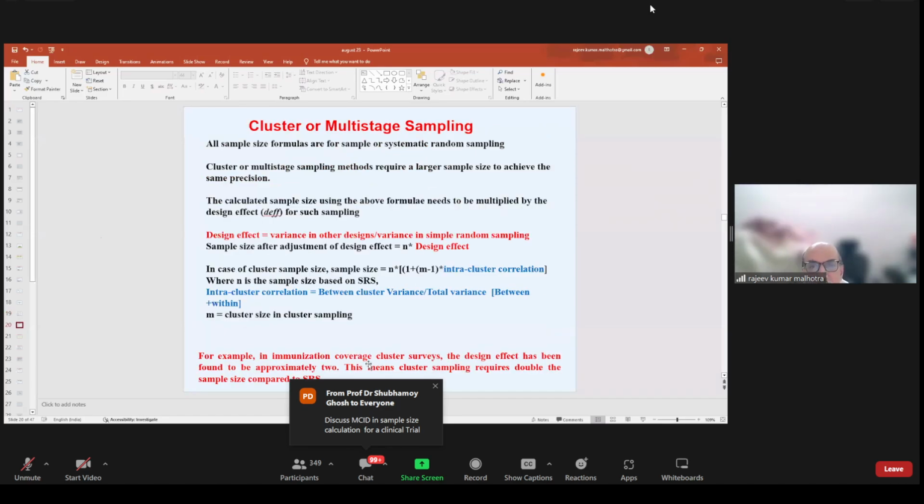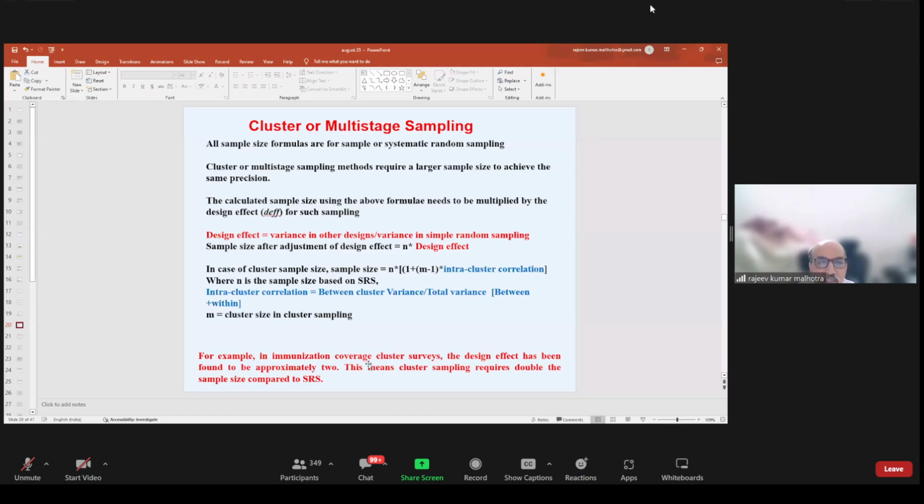Now another adjustment is that these formulas are based on simple random sampling. But if you are doing cluster sampling, or some other sampling method, I am telling the sampling method, not randomization, then you have to adjust your sample size according to the design effect.